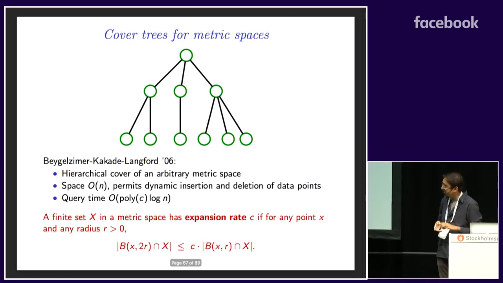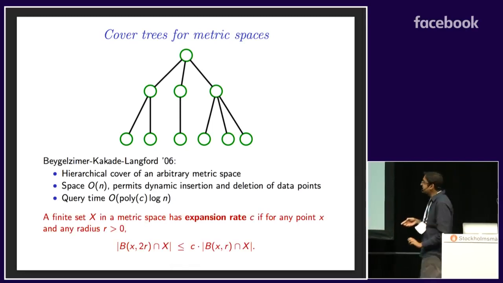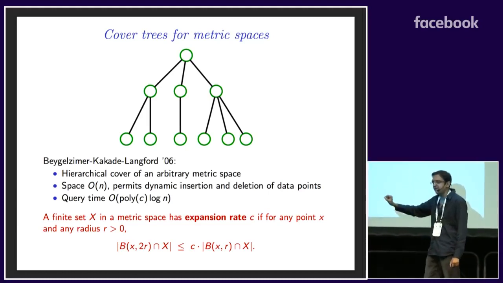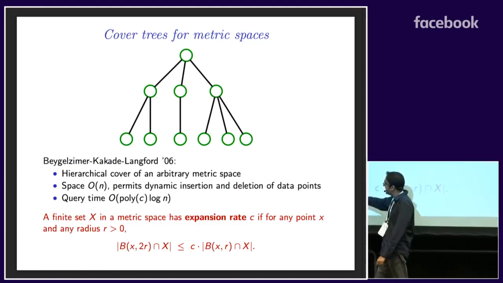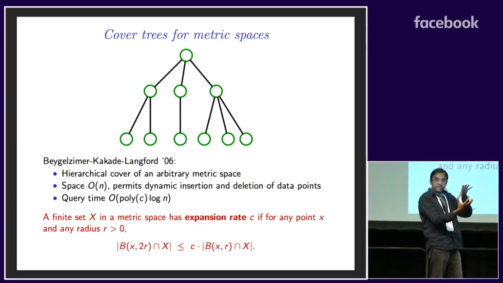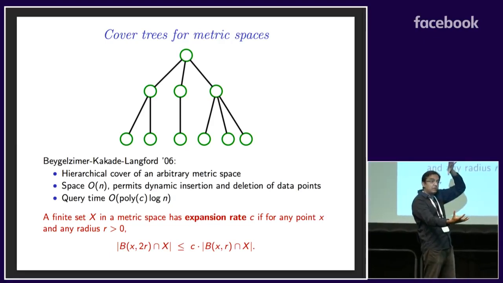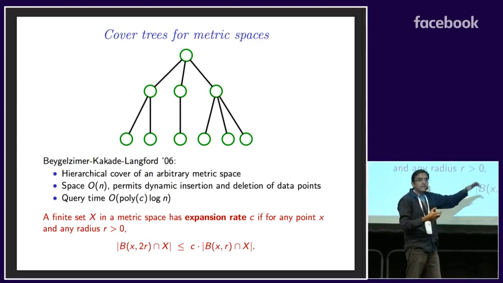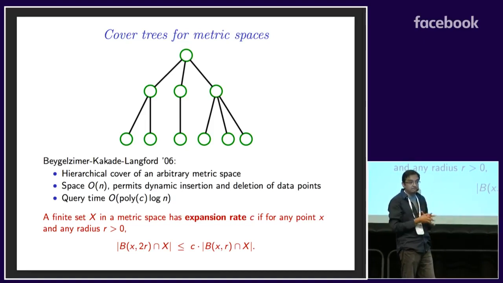So what is this constant? It's a fairly big constant. It's called the expansion rate of the metric space. And so what is this expansion rate? It says that, well, if you look at any ball, and you look at the number of points that fall in it, and now you double the radius of the ball, the number of points in the bigger ball is at most c times the number of points in the original ball.